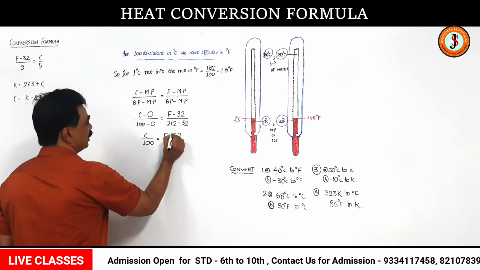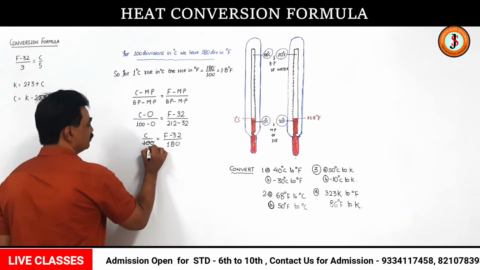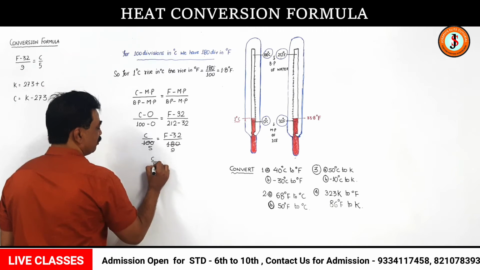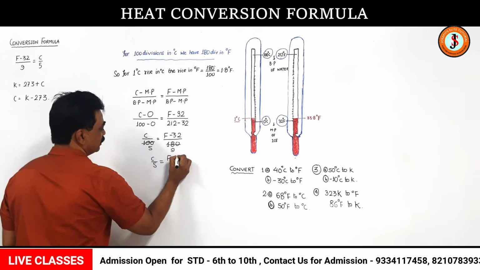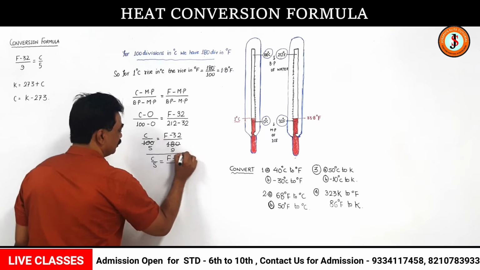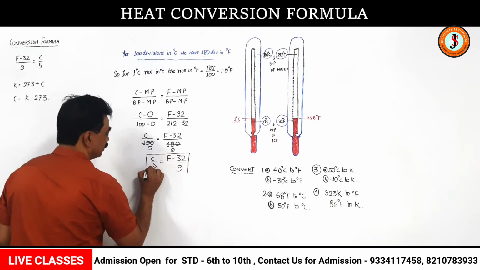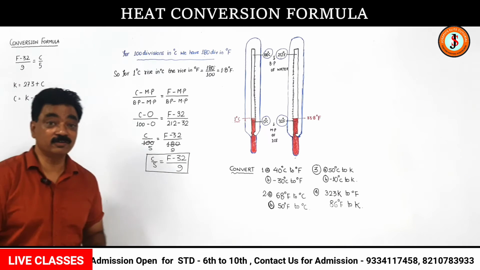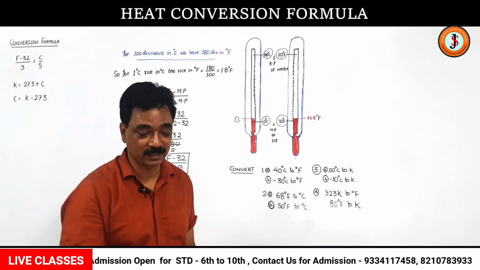Now if you cancel out by 20, we get 5 and 9. So we have a formula, C by 5 is equal to F minus 32 by 9. This is the important conversion formula for degree centigrade to Fahrenheit and Fahrenheit to degree centigrade.